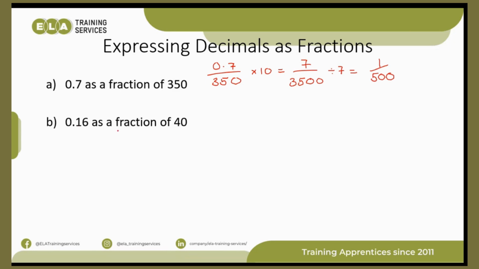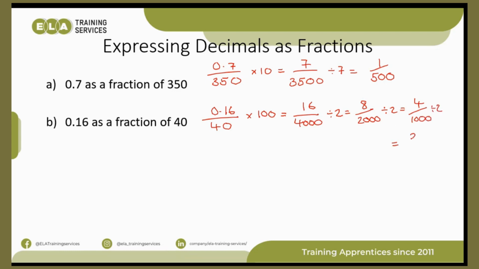Then we've got 0.16 as a fraction of 40. So 0.16 over 40. Now here, we have to remove the decimal twice, so we're going to have to times by 100. So it then becomes 16 over 4,000. And the easiest way to do this first is to divide by 2. So then we're left with 8 over 2,000. Divide by 2 again, so we're left with 4 over 1,000. Divide by 2 again, so then we're left with 2 over 500. And then we can divide by 2 again. 1 over 250. And they are our answers.